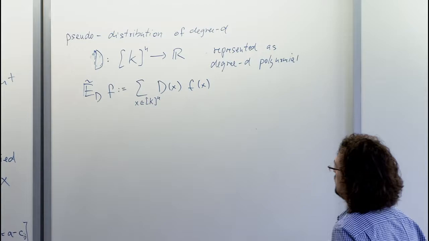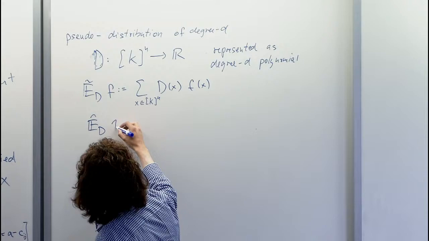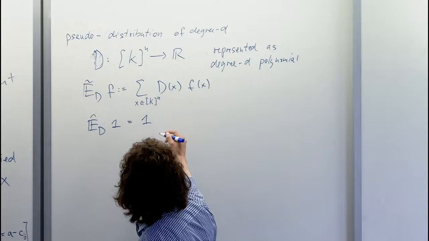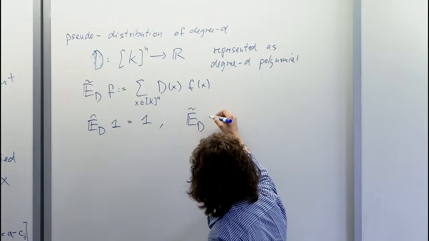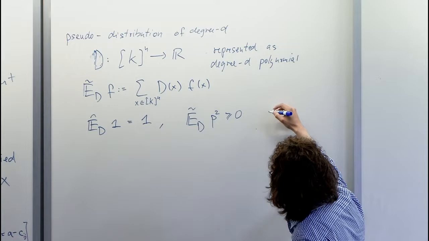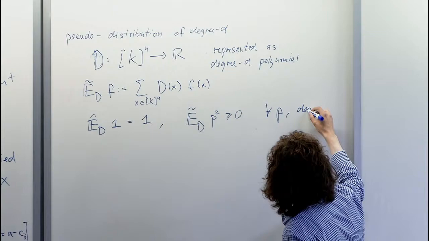And so the conditions that we want about D is that it should be normalized, and this means that we plug in the one function, which just means that we sum up all the values, then we want to get one. It's something that a distribution satisfies, so we want a pseudo-distribution to satisfy this. And another property that we want to enforce is that if you look at the function that is a square of a degree d over 2 polynomial, then this expression, the pseudo-expectation, should be non-negative. So this is for all polynomials p of degree at most d over 2.